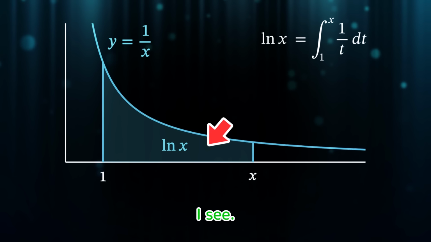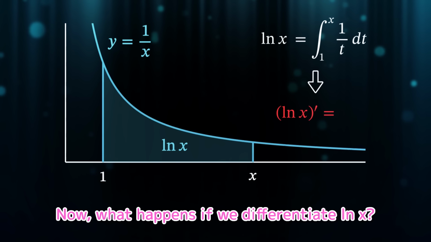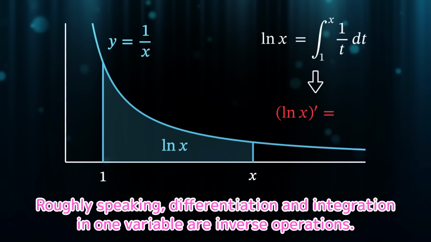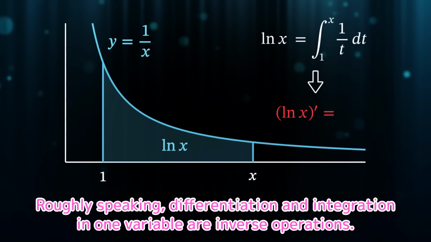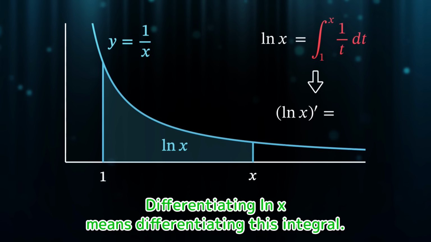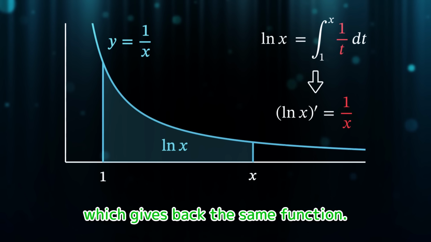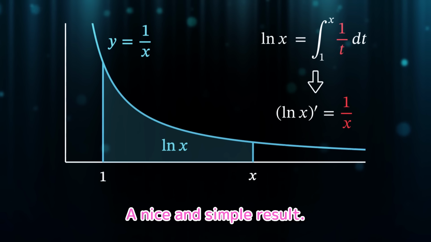I see. Now what happens if we differentiate the natural log of x? What happens? Here's a hint. Roughly speaking, differentiation and integration in one variable are inverse operations. Okay. Differentiating the natural log of x means differentiating this integral. So we integrate the inverse proportion function and then differentiate it, which gives back the same function. A nice and simple result.